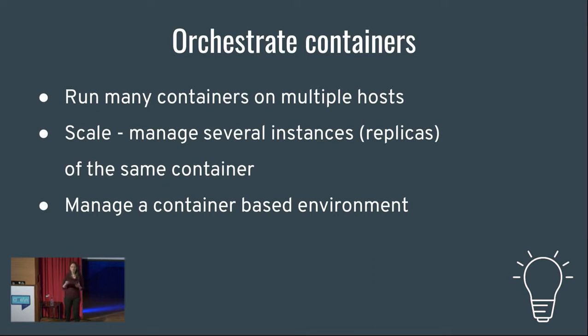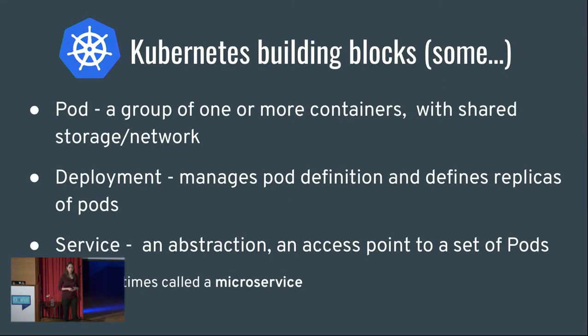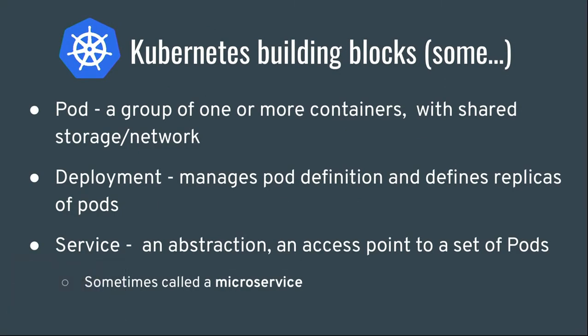So we need to run many containers on multiple hosts. We need to scale them and manage those replicas of our container. And we also need to manage the environment on which these containers are running. And in order to help to achieve that, container orchestration platforms were created, such as Kubernetes and OpenShift or OKD. And I would like to spend some time on discussing some of Kubernetes building blocks that are important for understanding of service mesh later on in this talk.